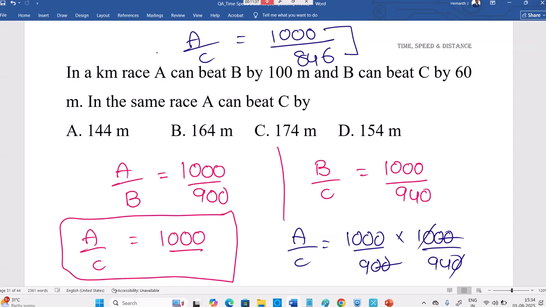The answer is how much? 154 meters. A can beat C by 154 meters. In a 1000-meter race, A can beat C by 154 meters. Good.